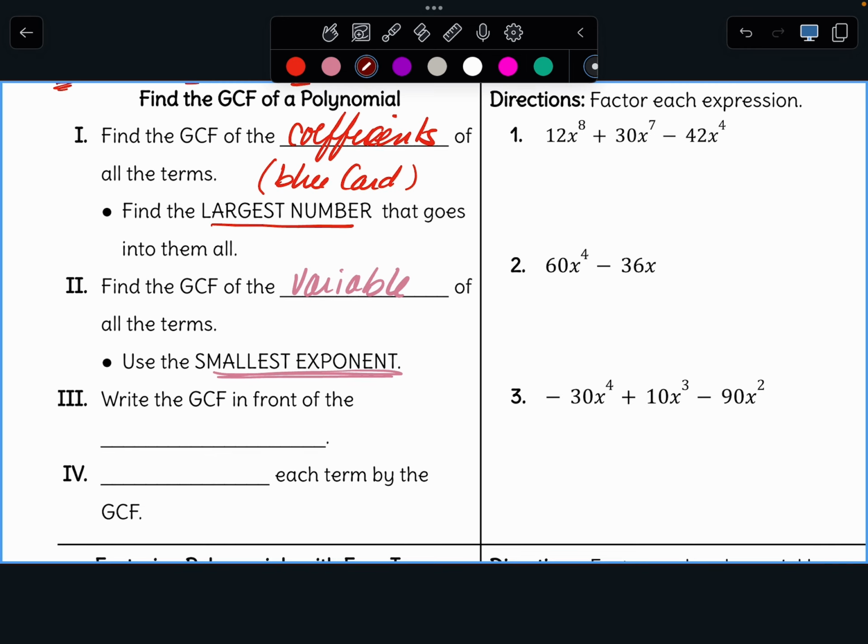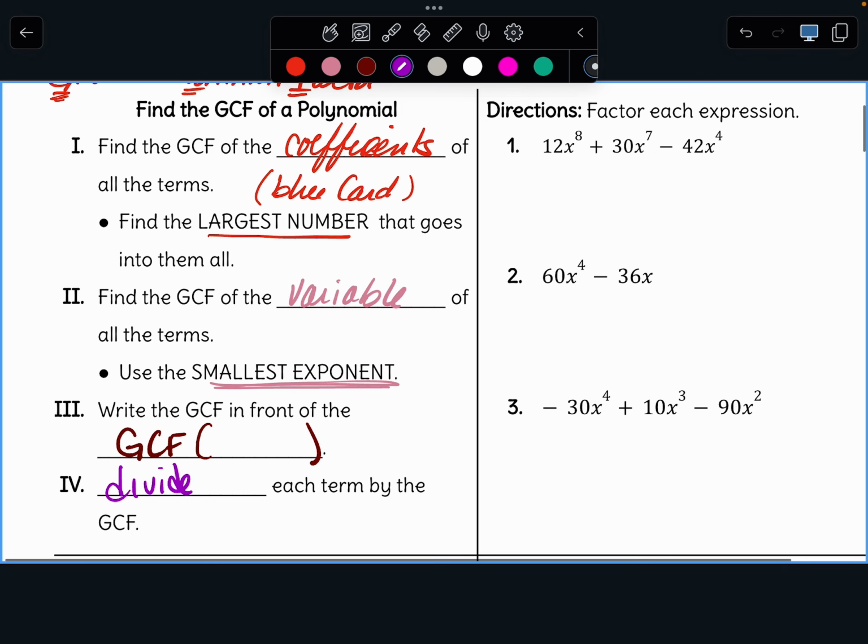in front of some parentheses. And then you divide each term by the GCF.